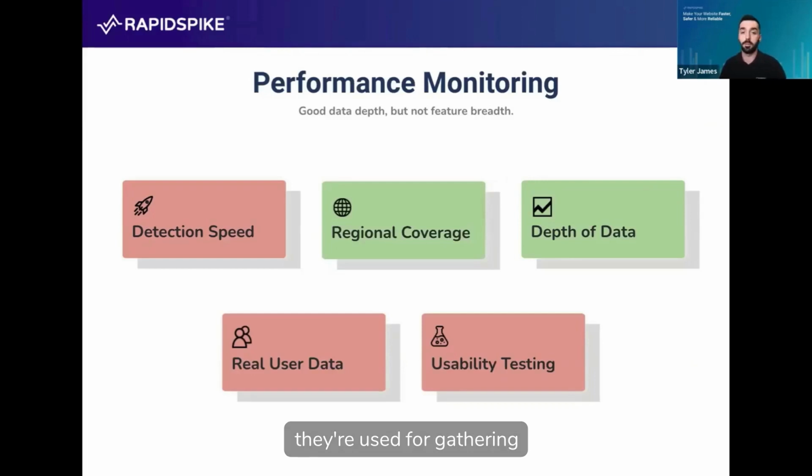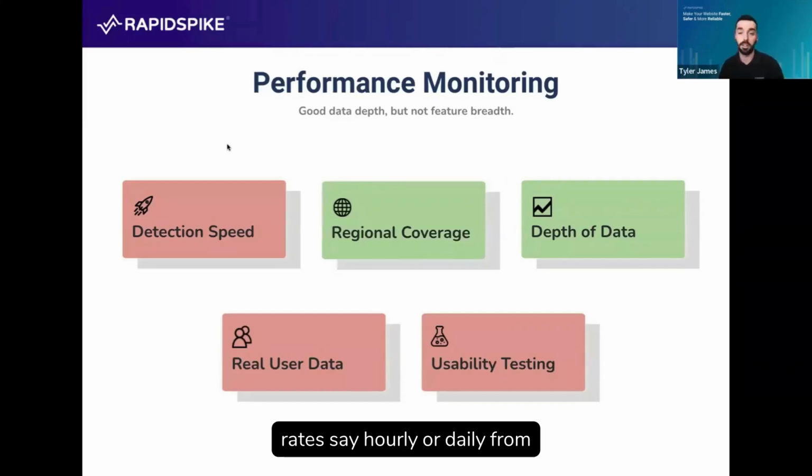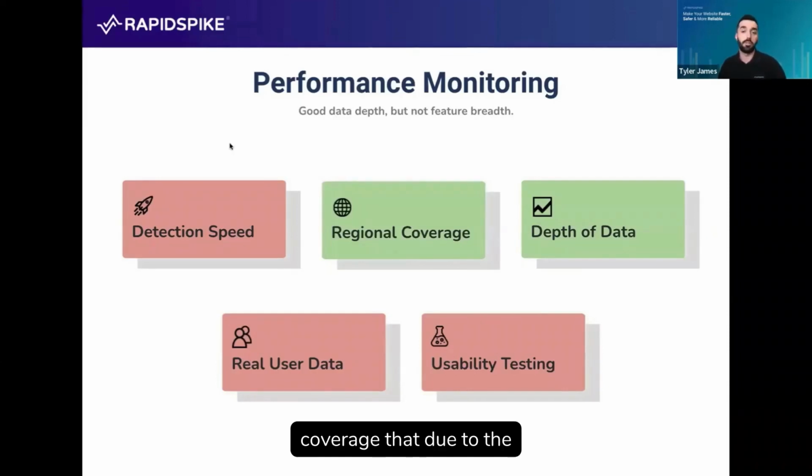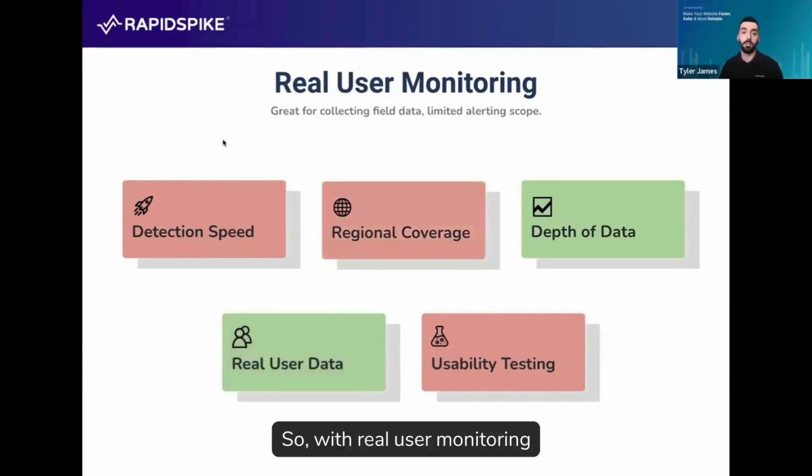Generally, they're used for gathering performance data at a slower sampling rate, say hourly or daily, from concise regions. We have good regional coverage, but due to the reduced test speed, they shouldn't be relied upon for downtime detection. And similarly to Uptime, performance monitors also can't check if business logic is working or what real user data looks like.